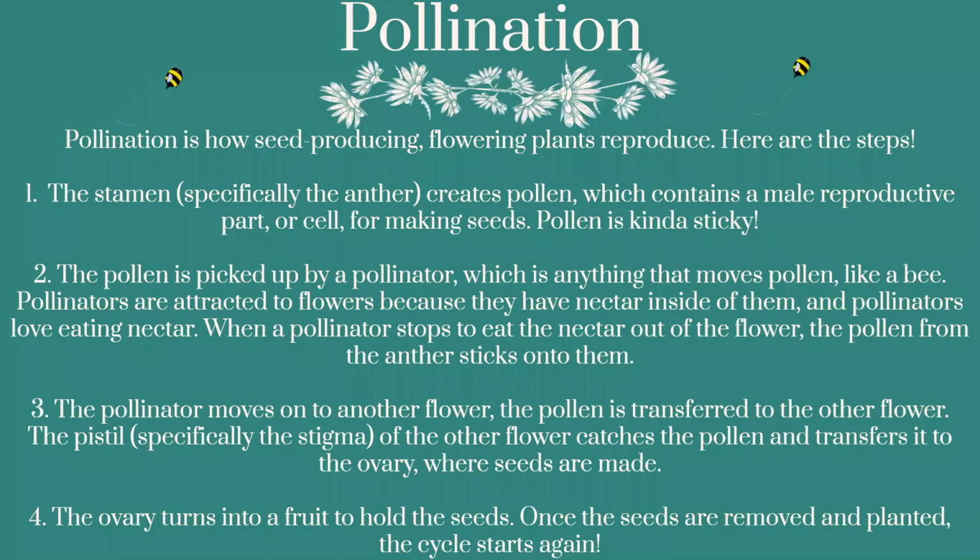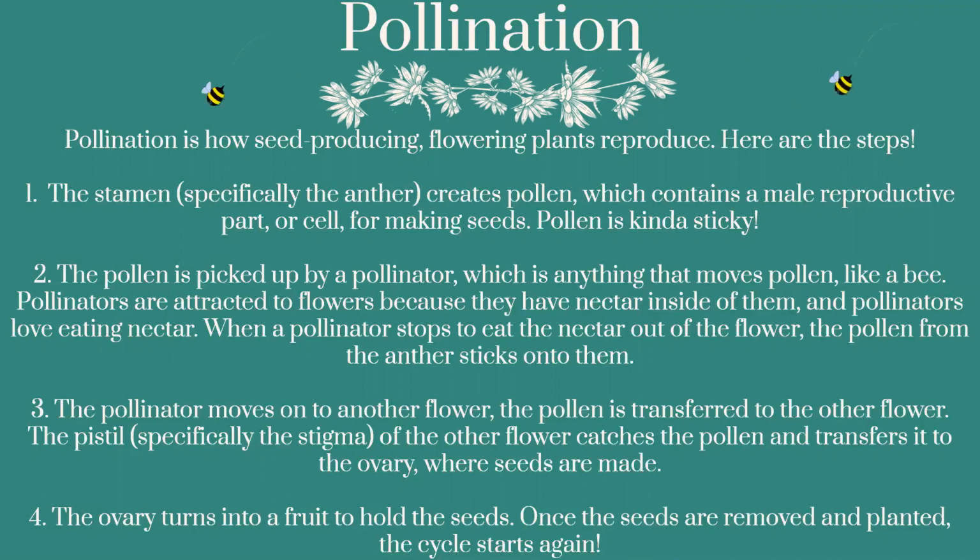Now that we have talked about the parts of the flower, we're ready to talk about pollination. Pollination is the process seed-producing flowering plants use to reproduce. I talked about pollen before, but in case you're unfamiliar with the term, pollen is basically a fine, powdery, and kind of sticky substance. The male part of the flower, specifically the anther, produces this pollen. Pollen also contains a male reproductive cell, which is important to make seeds.